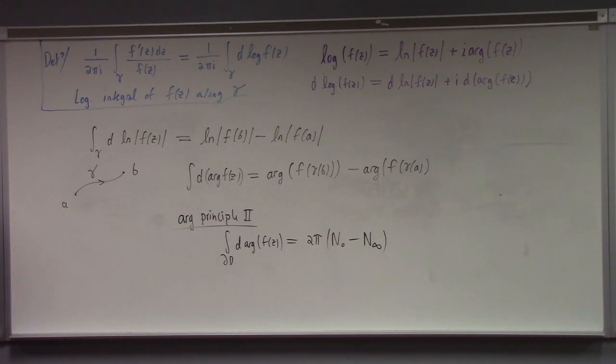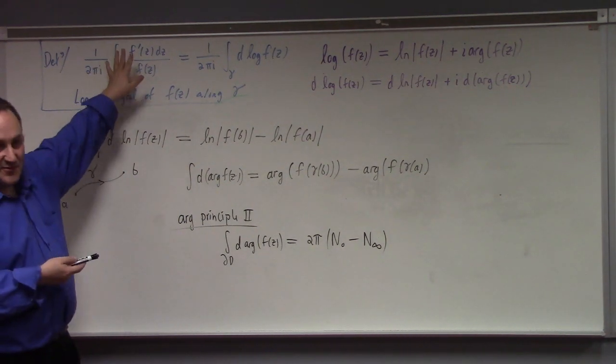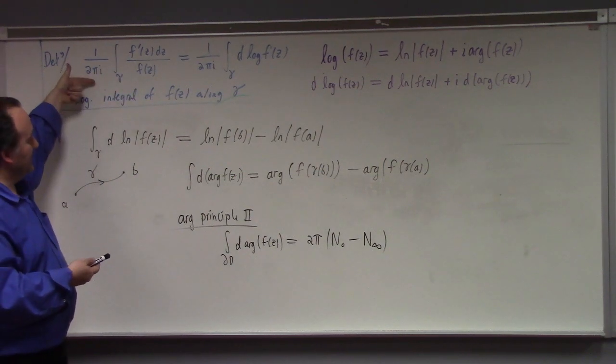What is it? I don't understand why. So on the one hand, we have argument principle 1, which calculates that this integral is straight up. Notice the division by 2 pi, right?